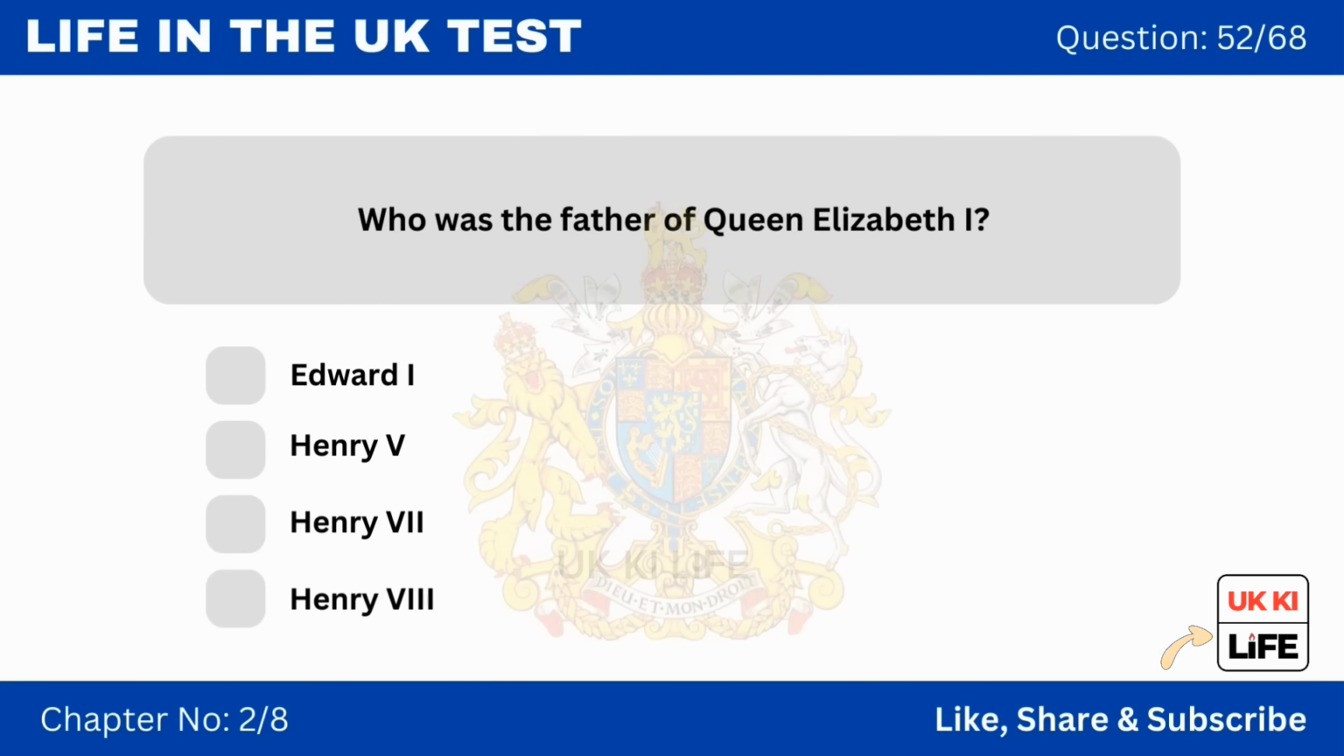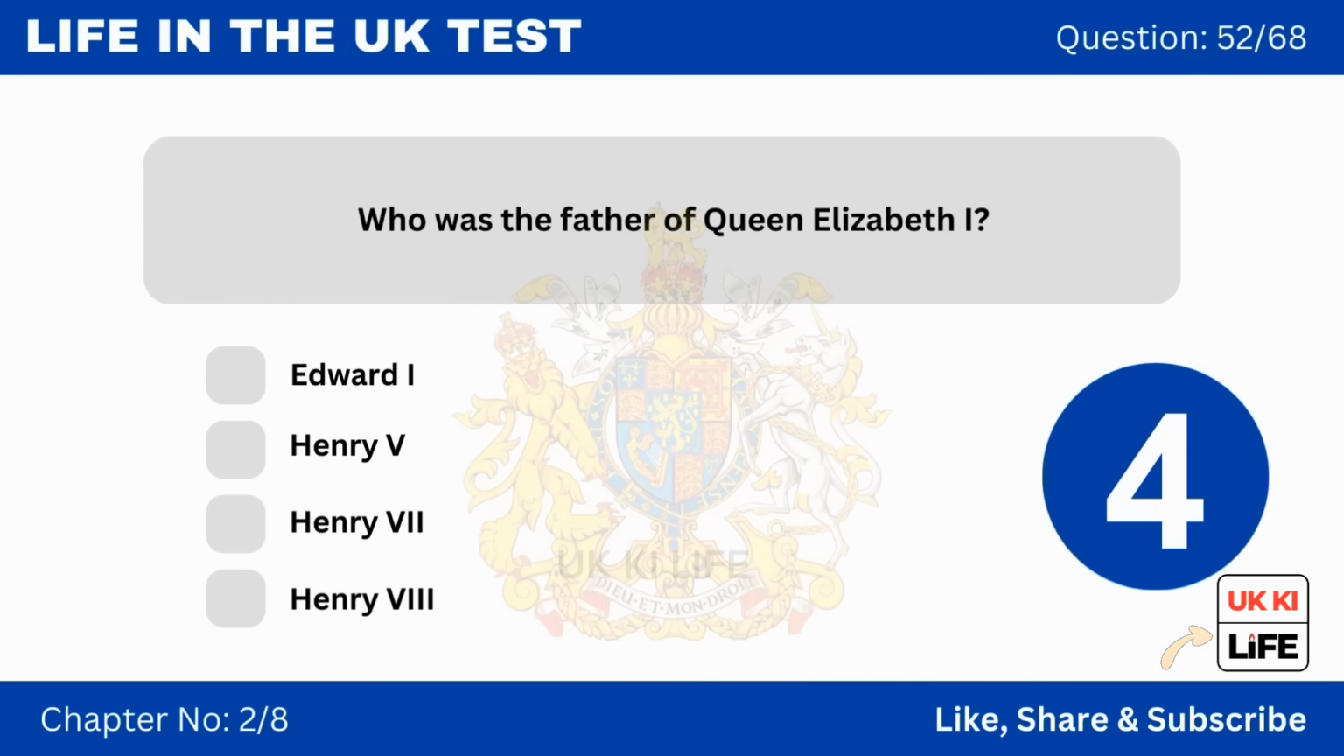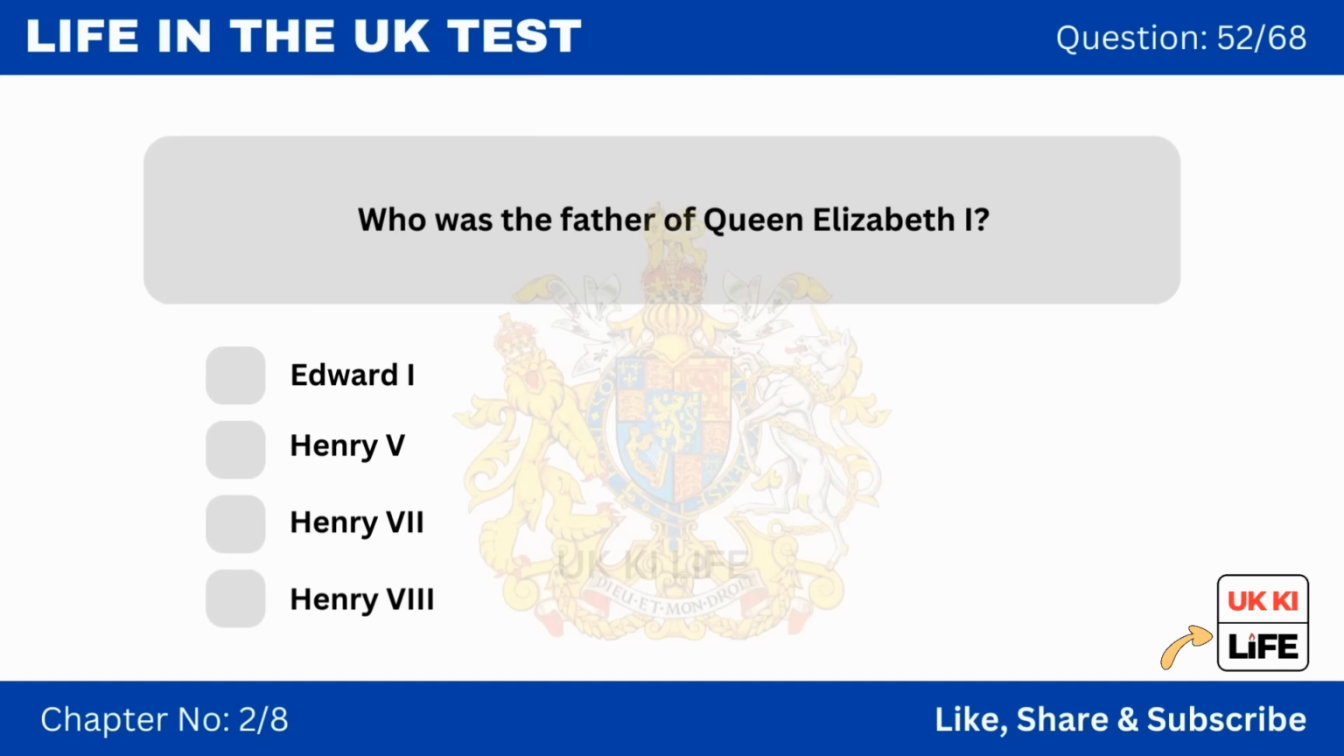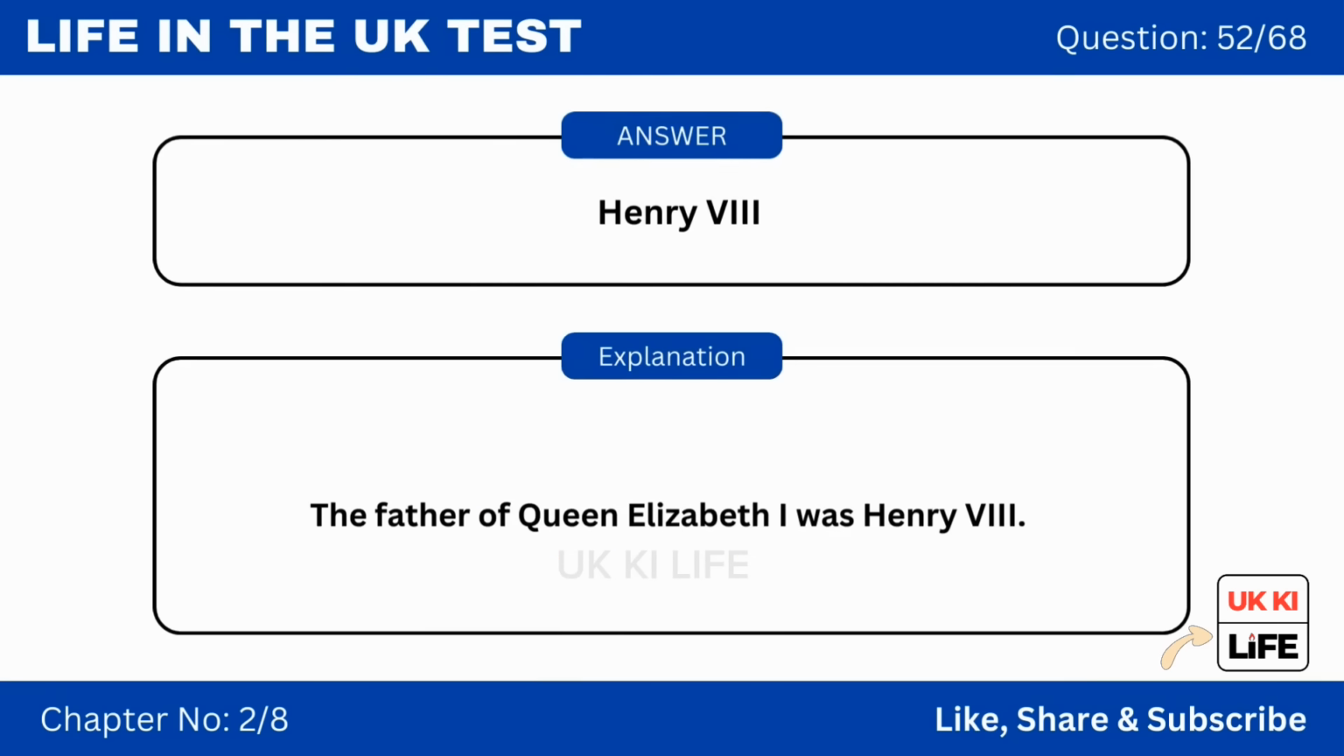Question 52. Who was the father of Queen Elizabeth I? Edward I, Henry V, Henry VII, Henry VIII. The correct option is D. Explanation. The father of Queen Elizabeth I was Henry VIII.